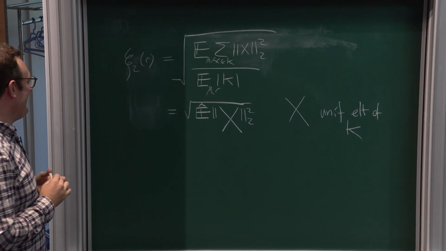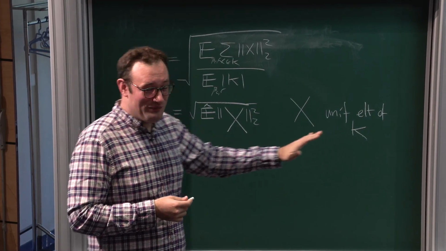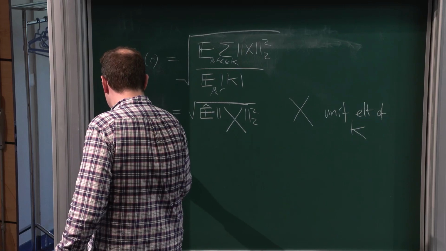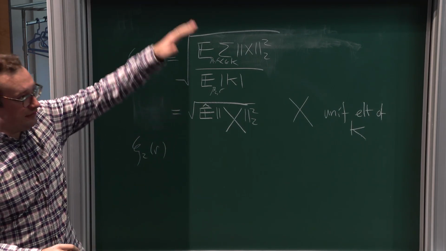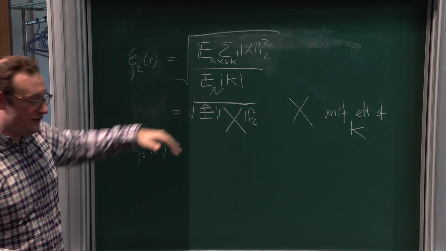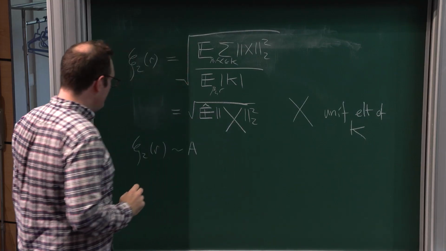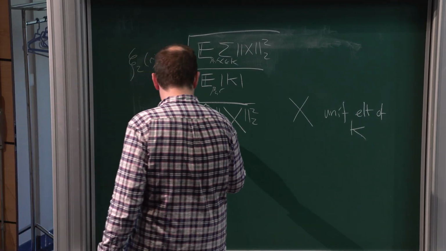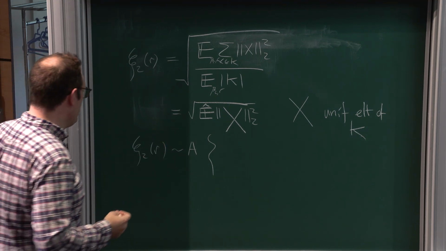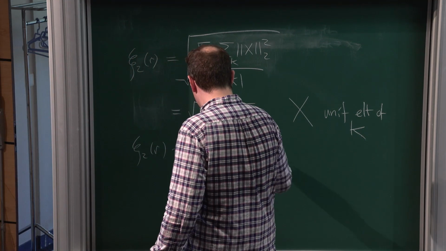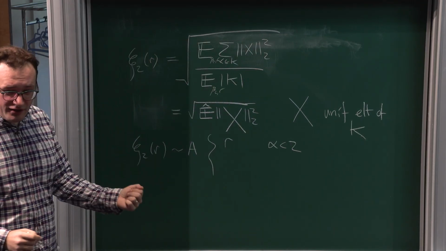Right. Okay. So this is one of the quantities that we can analyze using our method. And what you see in the high dimensional setting, including at the critical dimension, is that this is asymptotic to some constant times, I'll just keep writing A for some constant. It won't be the same constant. Well, in the case alpha less than 2, it's just going to scale like R.